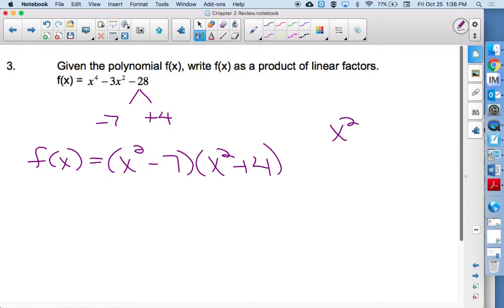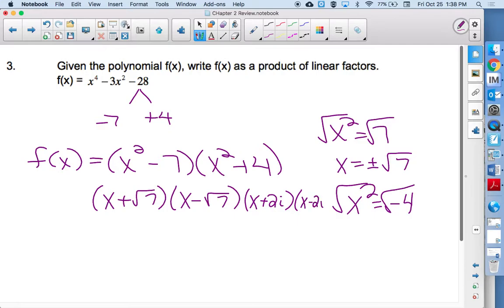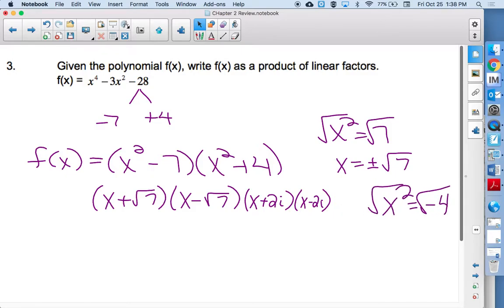Which means if I solve them and get rid of the x squared, then I have plus or minus square root of 7. That goes first because it's a real number. And then again, solving the next one and taking the square root of -4 is 2i, so plus or minus 2i. That has to go second, that's the imaginary numbers. Don't forget your f of x. Completely factored.